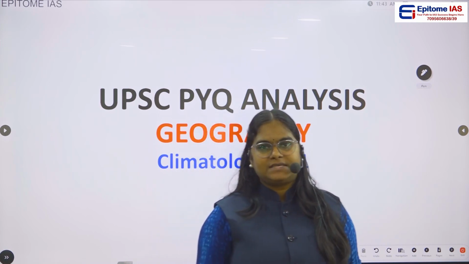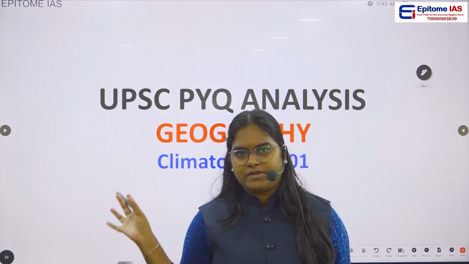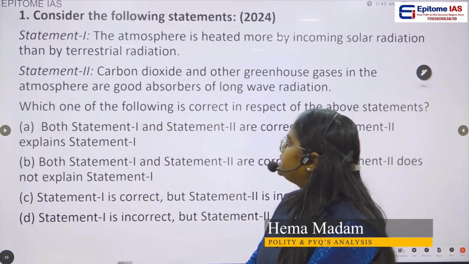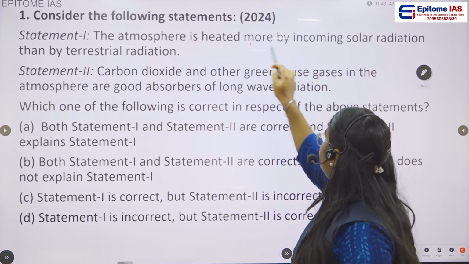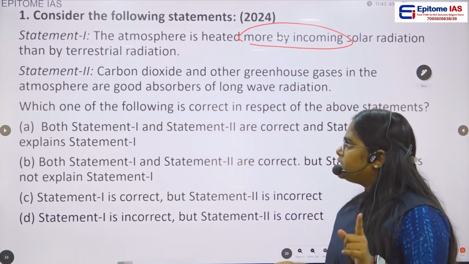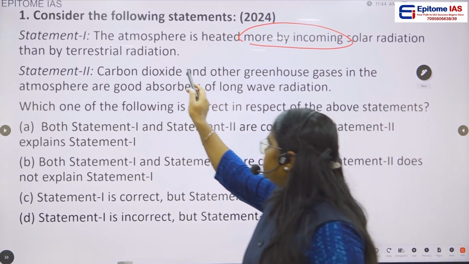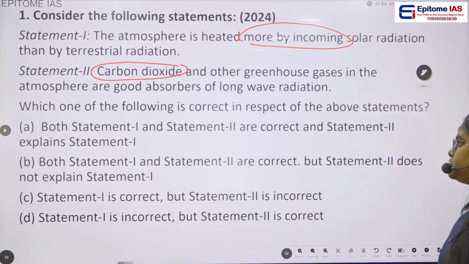In today's class, we'll be doing the PYQ analysis of climatology from geography. The first question: consider the following statements. Statement 1: the atmosphere is heated more by incoming solar radiation than by terrestrial radiation. Statement 2: carbon dioxide and other greenhouse gases in the atmosphere are good absorbers of long wave radiation.